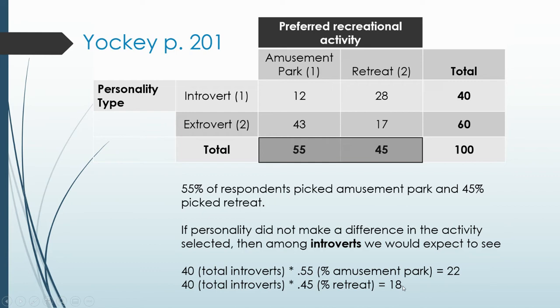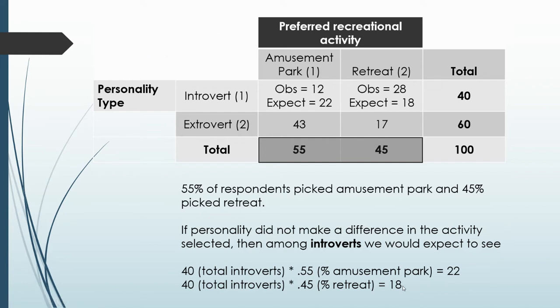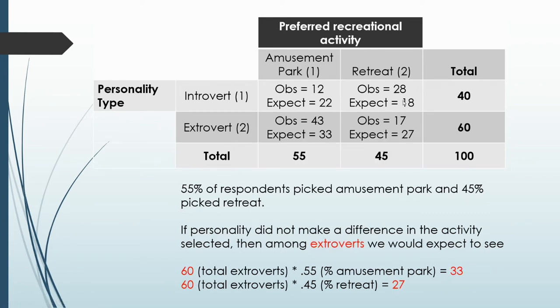So what I can do is look at the observed numbers and compare those to the expected numbers. You can see here observed was 12, and I actually expected 22 based on my calculations, and the observed was 28. However, I only expected 18. So there's a difference between them of 10 here and 10 here. That's kind of important information to keep in mind.